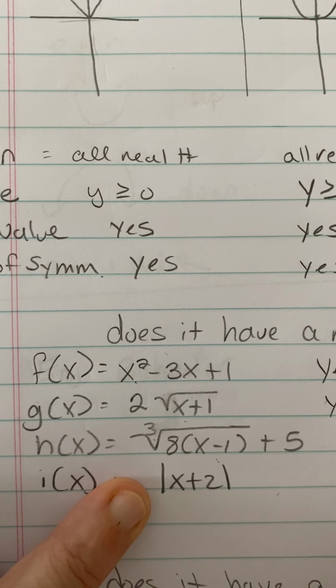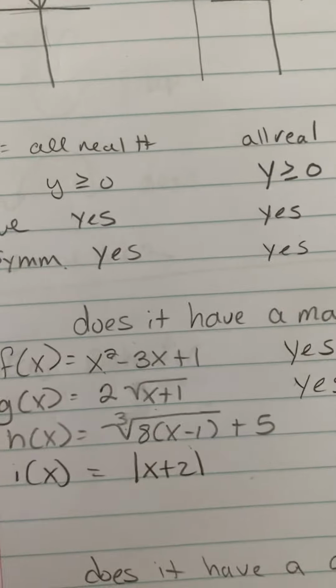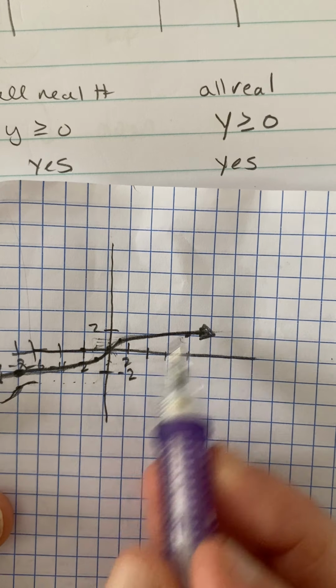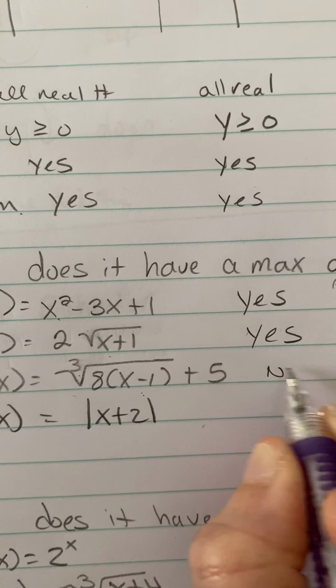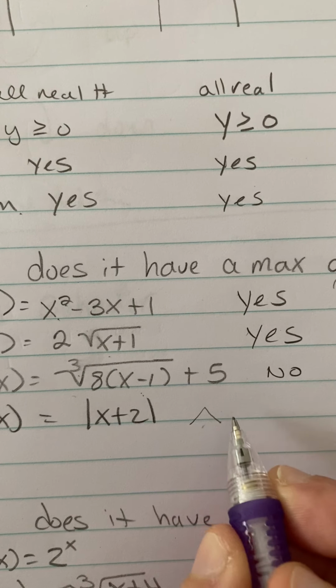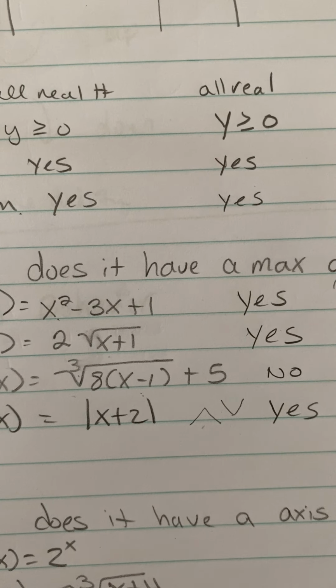Once again, not asking what it is. Here we have a cube root function. So remember, your cube root functions look like this, and they're going to go on and on and on forever in both directions. So it does not have a minimum or a max. And here's an absolute value one. We know it's going to be like this or like this, so it will have a minimum or maximum.